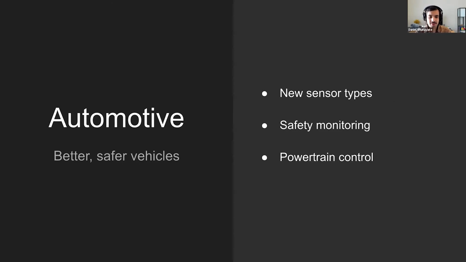Automotive, so I mean, self-driving cars is the kind of big crazy one, but just things like unlocking new types of sensors, like radar sensors, where it's high bandwidth data, where it's difficult to do anything with that unless you can do some analysis close to the sensor. Safety monitoring, figuring out what's going on in a vehicle. Has it crashed? Has something gone wrong? Controlling the powertrain of a vehicle, optimizing what's going on inside of a powertrain while the vehicle's in motion.